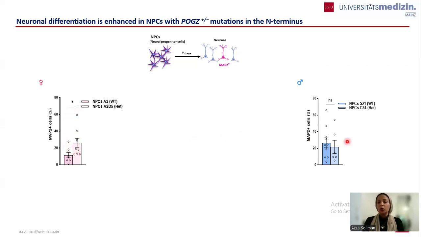But this effect was not there when we compared the male patient MPCs to a wild type, which indicates that the neurodifferentiation is enhanced, but only with the POGZ mutation that is located in the N-terminus in the female cell line.